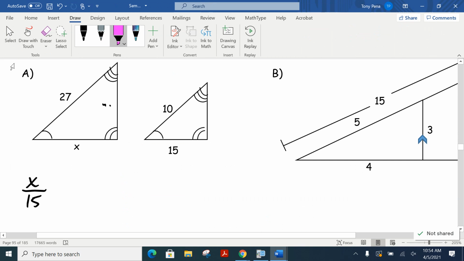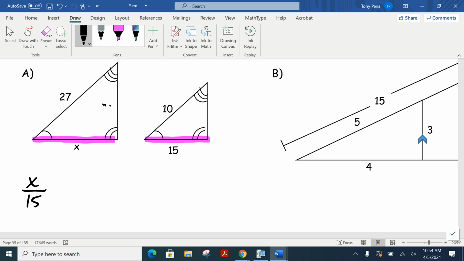So Alexis took X and put it over the 15. Notice how X starts at the 1 arc and it extends to the 2 arcs. So go to your other triangle. Notice how 15 starts at 1 arc and goes to 2 arcs. So those are corresponding sides.